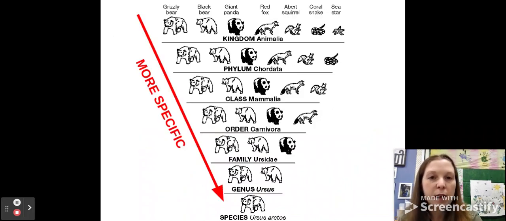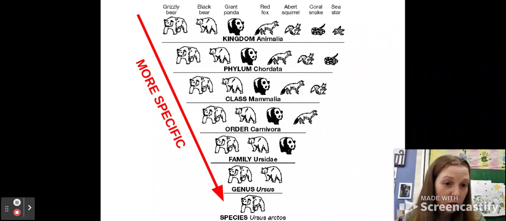So in the same kingdom, we have grizzly bears all the way down to starfish, all right, because they're all animals. But then we get a little more specific where we get into the Chordata family. And then from there, we get into the Mammalia, which gets rid of the snakes. And then from there, we get in the Carnivora, which gets rid of the squirrels because they are not carnivores. Then we get to the Ursidae, which gets rid of the fox. Then we get to the Ursus, which gets rid of the panda. And then we've got Ursus arctos, which would be like the polar bear or grizzly bear here.